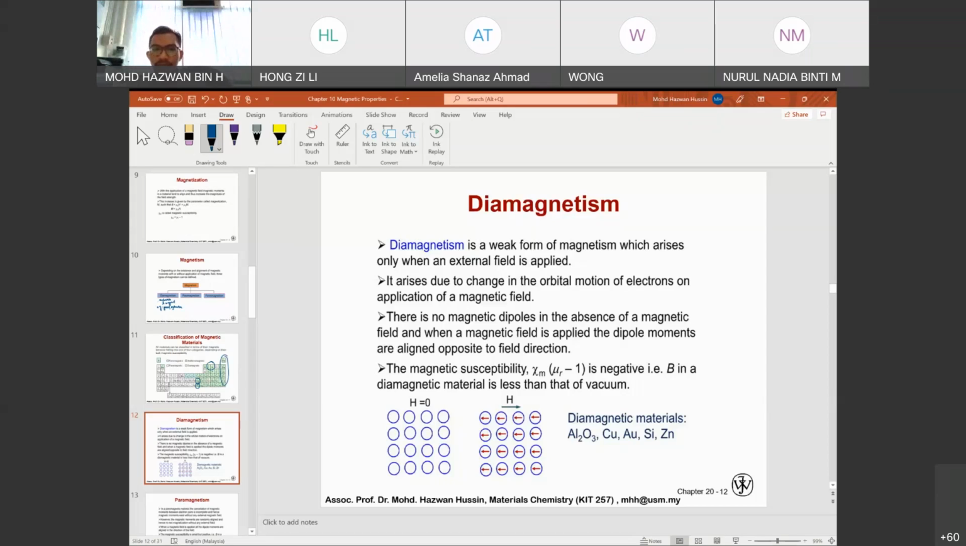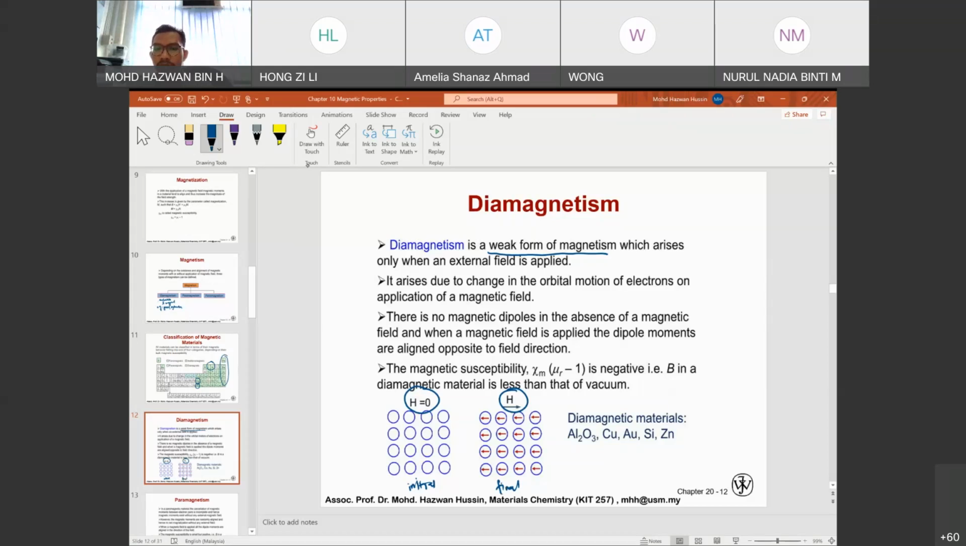So as I said earlier, how do we define diamagnetism? It is a weak form of magnetism. We know that it doesn't exist as a magnet in the initial stage, and the final stage is when you apply an external magnetic field. Here, H is equal to 0, so no magnetic field is applied and you don't see any dipole or moment in the magnetic structure. But when you apply an external field, it produces a magnetic moment, but opposite to the direction of the magnetic field.